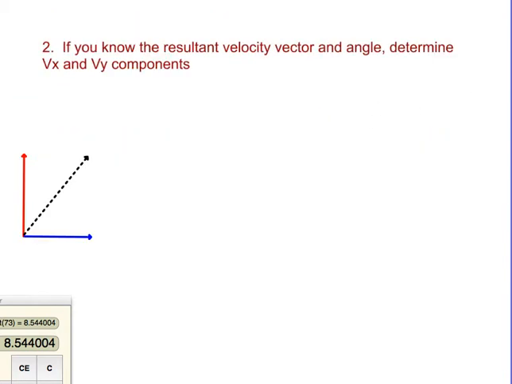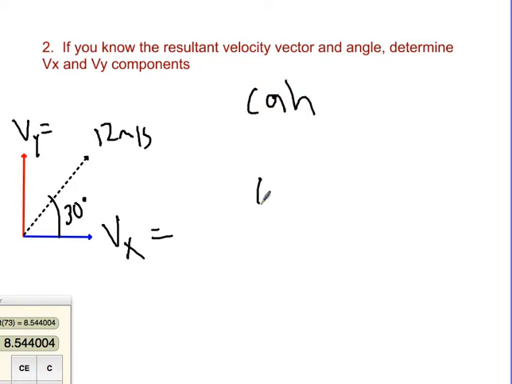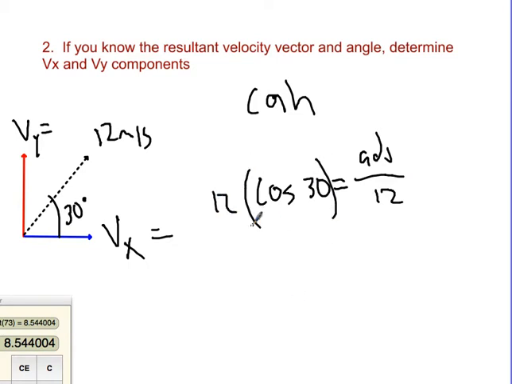And the last one: what if you know the starting velocity and you need to find the components? So what if this is 12 meters per second at 30 degrees? We need to find Vx and Vy. Well, I know the hypotenuse and I know the angle. I need to find Vx, which is the adjacent. So cosine 30 equals adjacent over 12. 12 cosine 30 equals our answer.